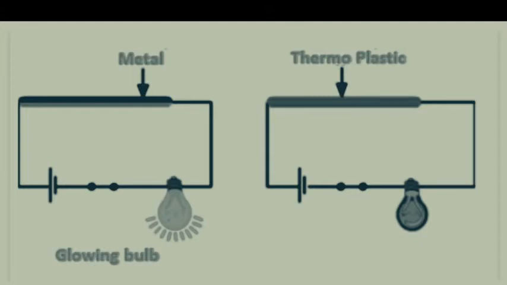Therefore, even though the switch is in the on position, we see that the bulb does not glow in the second case because the circuit is not complete, as thermoplastic is not a good conductor, it's a poor conductor of electricity. Hence, the incomplete circuit makes the bulb not glow.